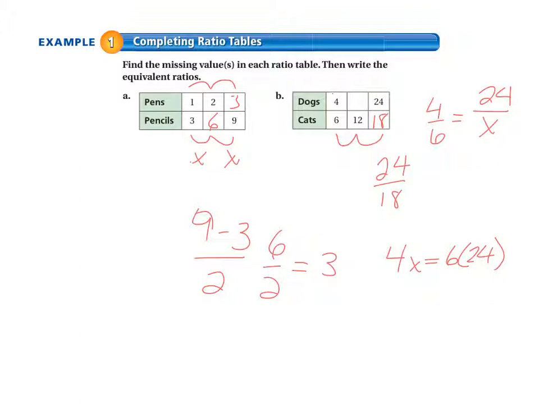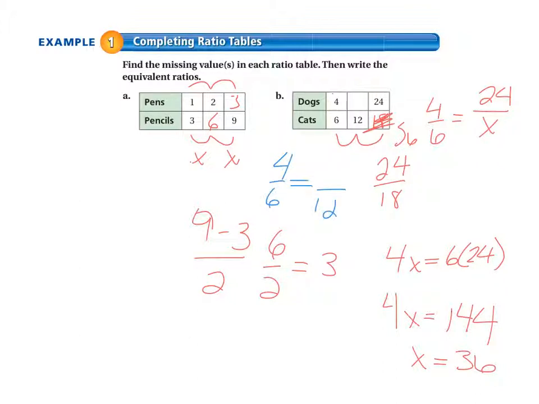So if I look at this, I have 6 times 24. So I end up with 4x equals 144. And when I divide that by 4, I get x is equal to 36. So I know my bottom right-hand corner shouldn't be 18, but it should be 36. The top one, again, I want those ratios to be equivalent. So what I could do is I could say 4 over 6 would be equal to what over 12? Well, on that last one I used cross products.